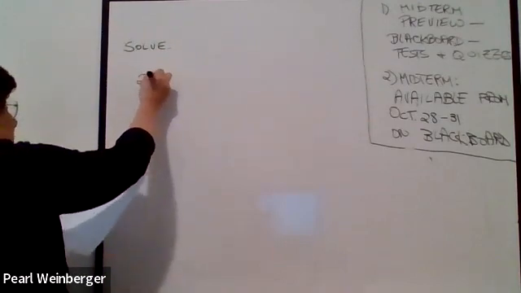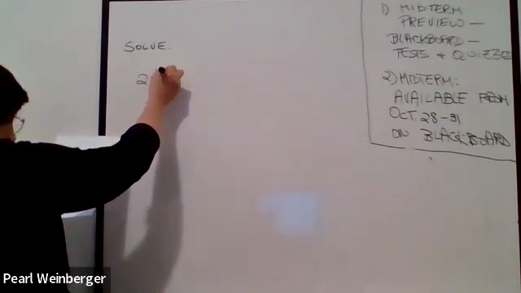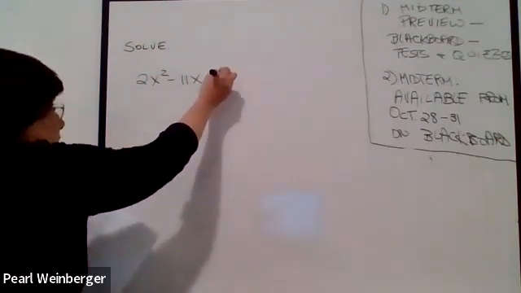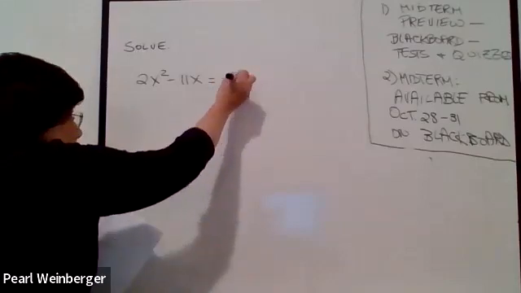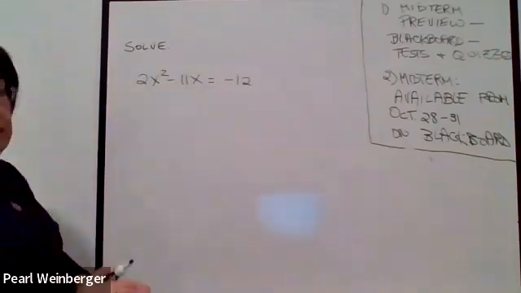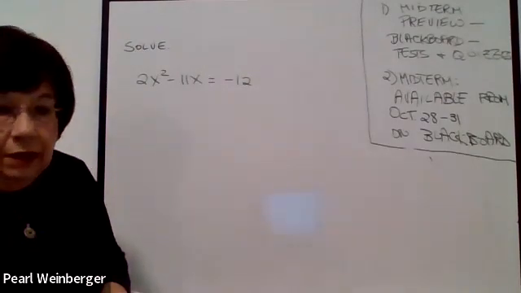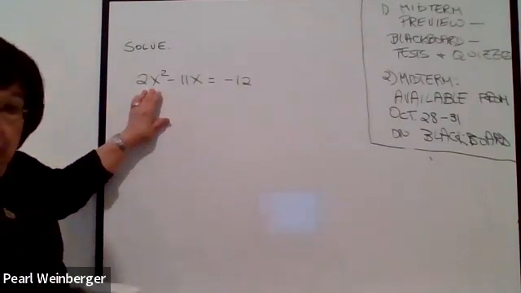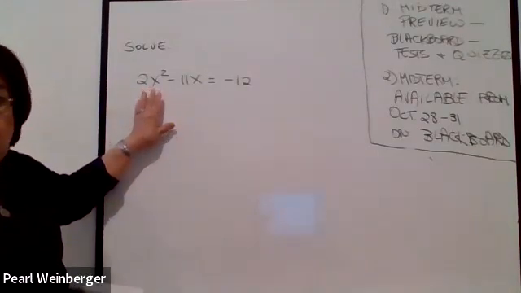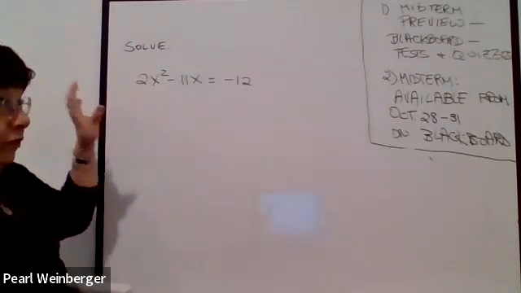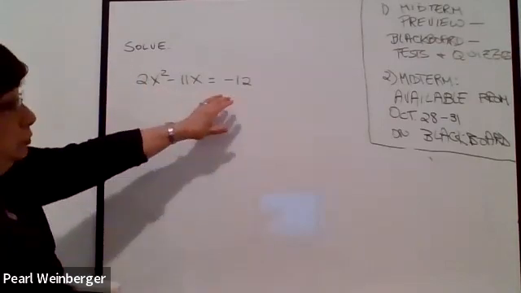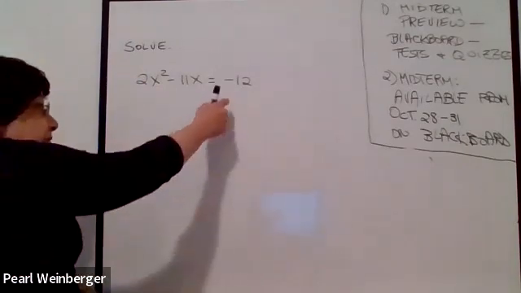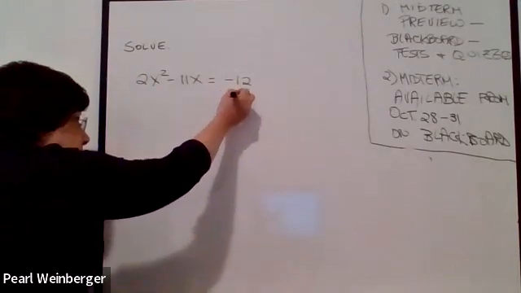Suppose I give you 2x squared minus 11x equals negative 12. And I ask you to solve this quadratic equation. It's a quadratic equation because it has an x squared in it. When we have a quadratic equation, the first thing we want to do is get everything equal to 0. So I have to bring this 12 to the other side.